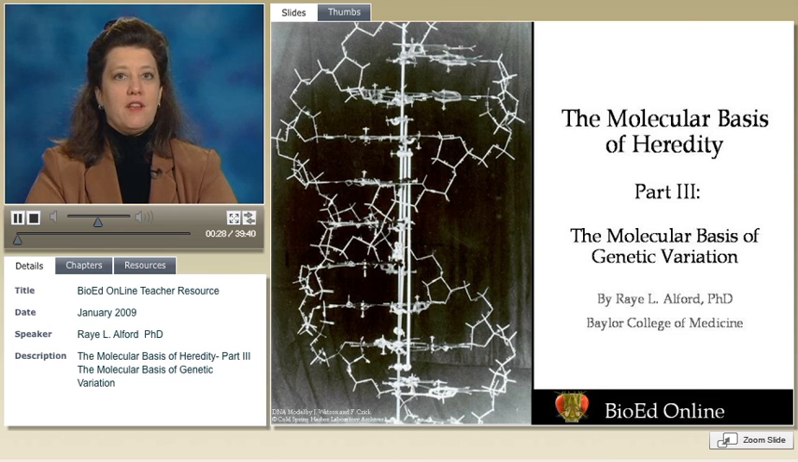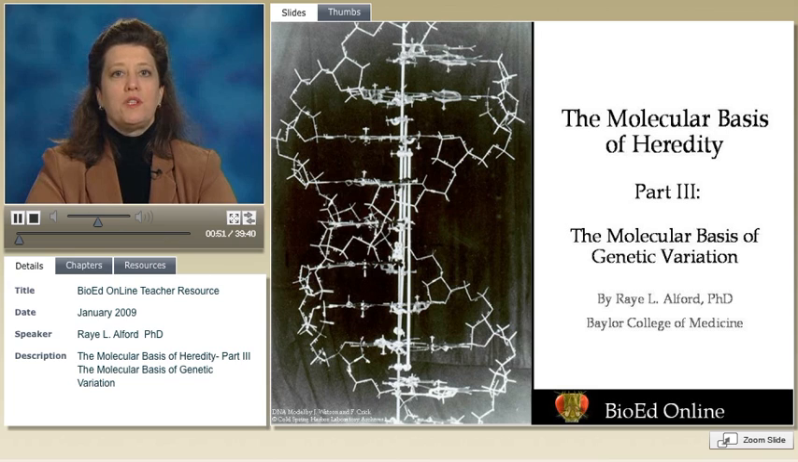The image on this slide is a photograph of the model of the DNA molecule built by Drs. James Watson and Francis Crick in 1953. Drs. Watson and Crick used this model to depict their proposed structure for the DNA double helix. The hypothesized structure was derived from X-ray diffraction data produced by Drs. Maurice Wilkins and Rosalind Franklin.